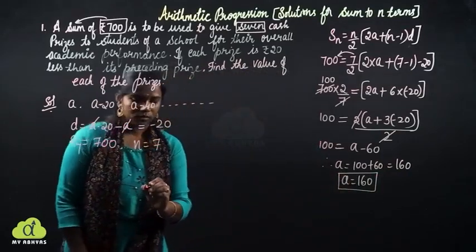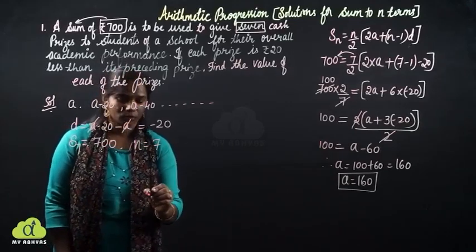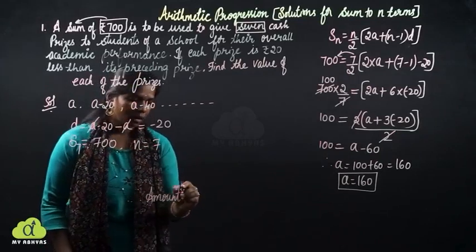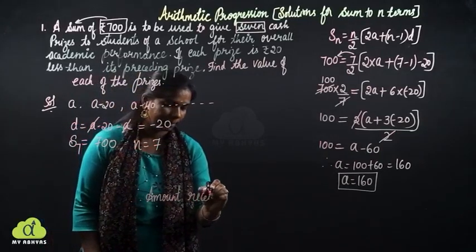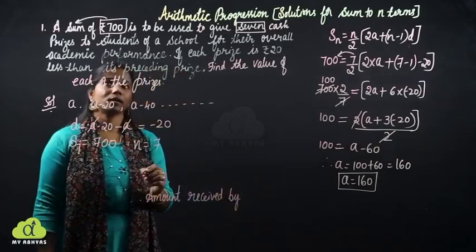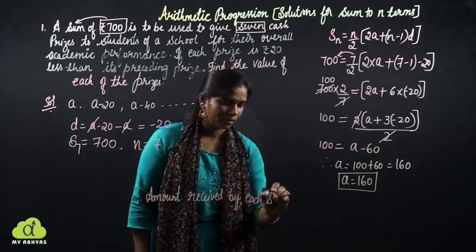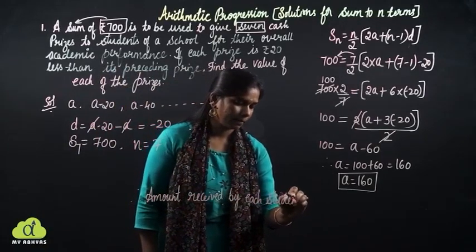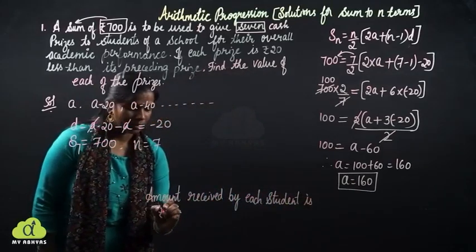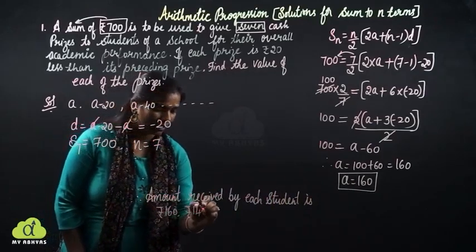Just write it down. Therefore, the amount received by each student is: the first student is rupees 160 and the second person has got rupees 140.